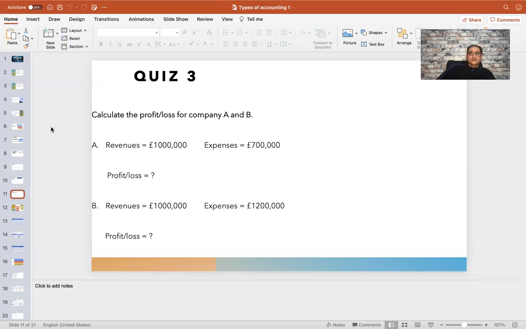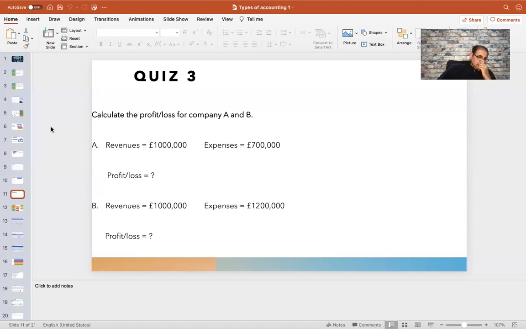So here, you know that when the accountants are calculating profit, they need to deduct expenses from revenues. So the expenses are 700,000 and revenue is 1 million. So it means 1 million minus 700,000 is 300,000. And that 300,000 is profit. Why? Because revenues are higher than expenses.